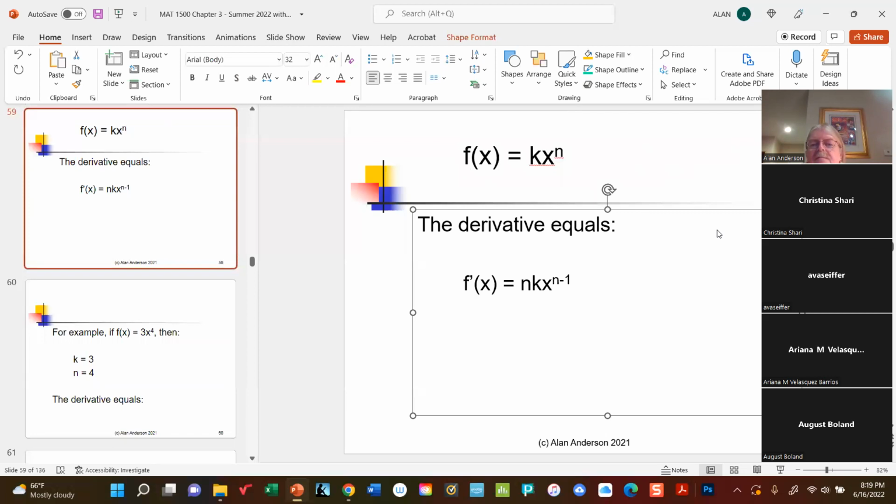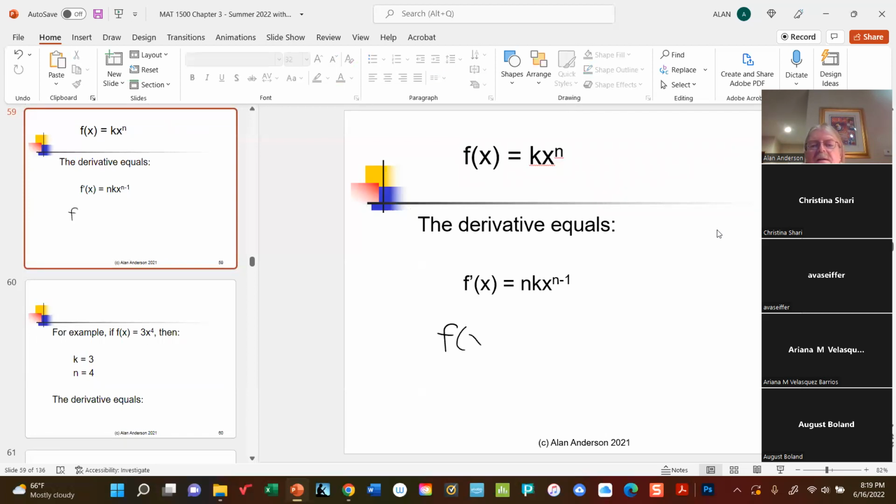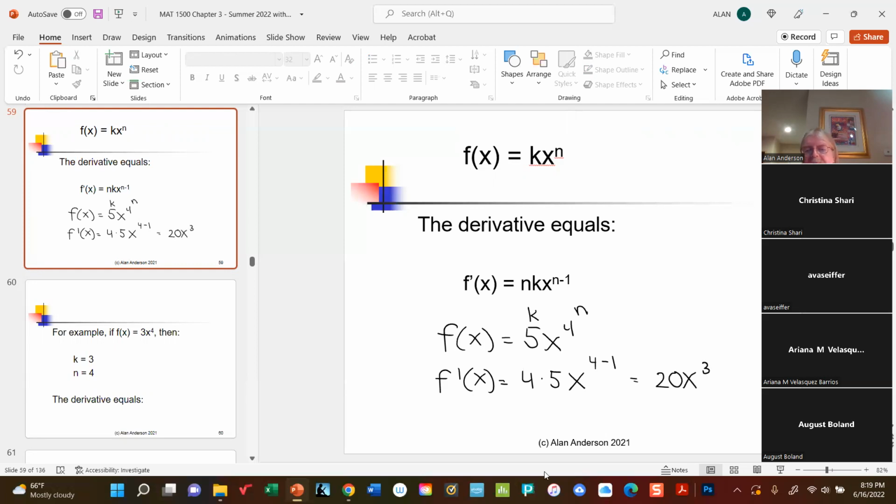Suppose that we had f of x is 5x to the 4th power. So that means that this is k and this is n. So according to the rule, f prime of x is equal to 4 times 5 times x, and then the exponent is 4 minus 1. Or we can simplify this to 20x to the 3rd power.